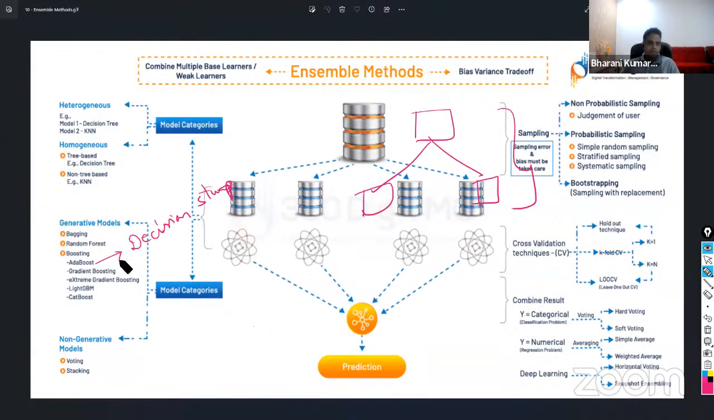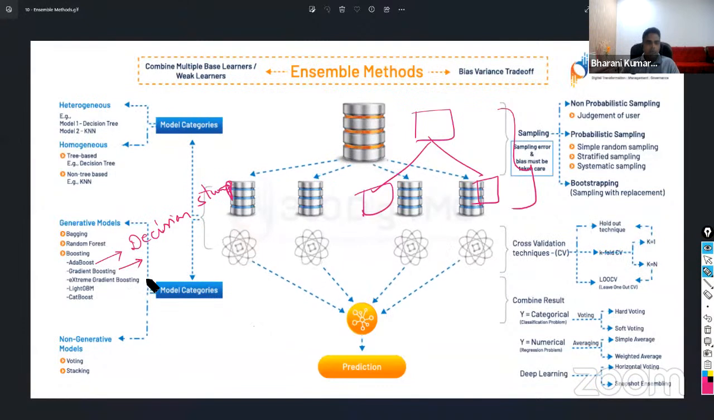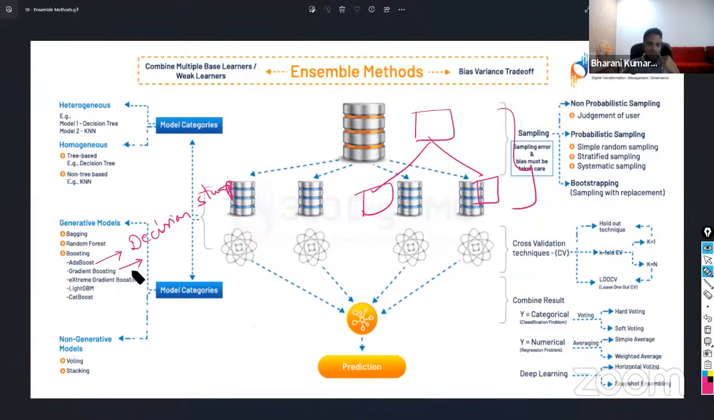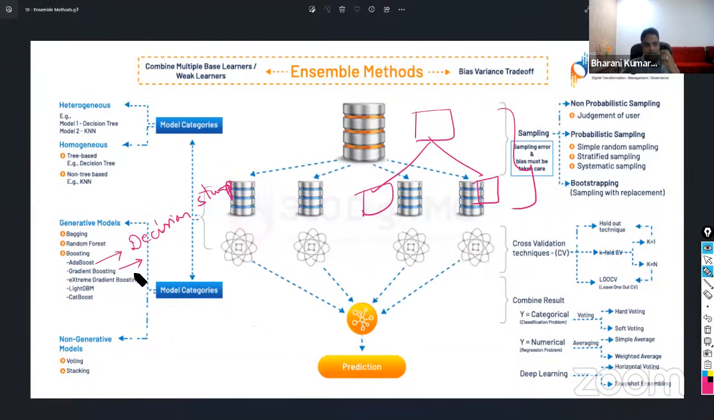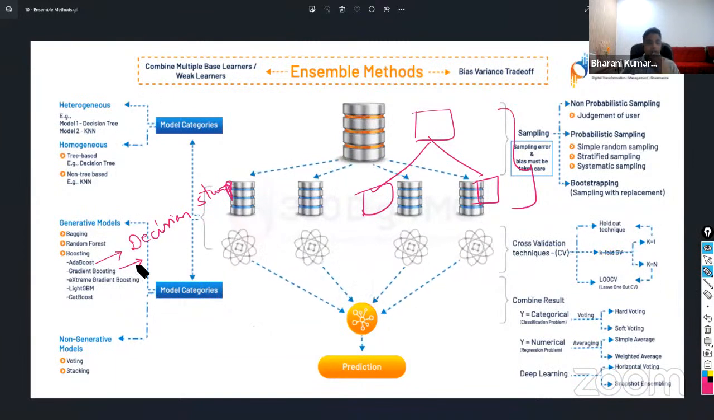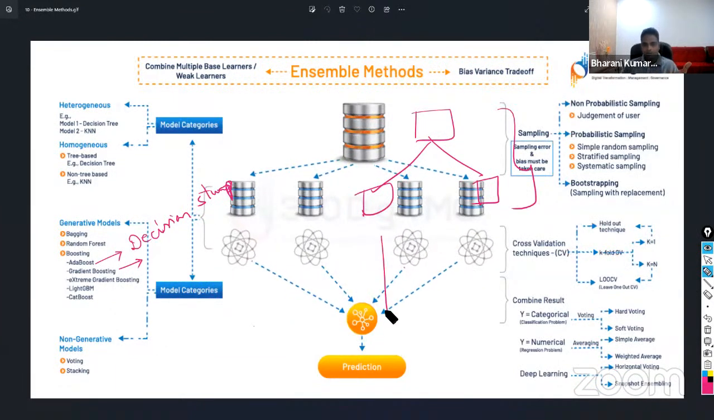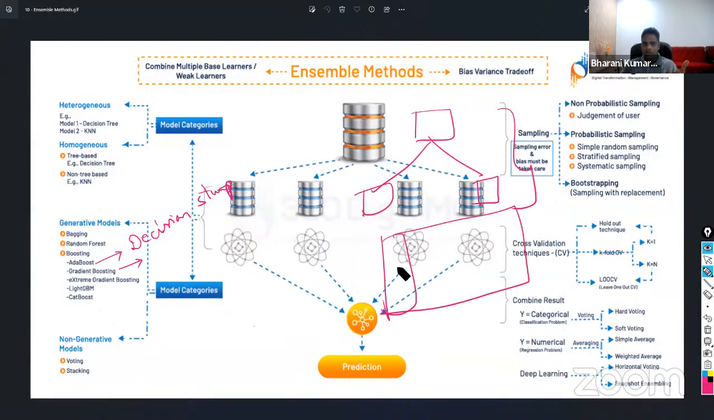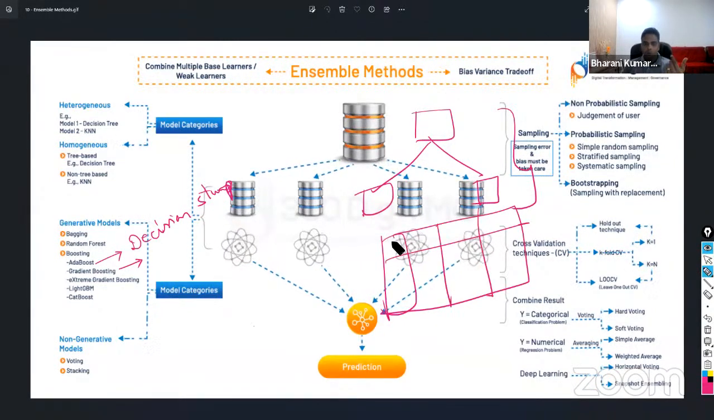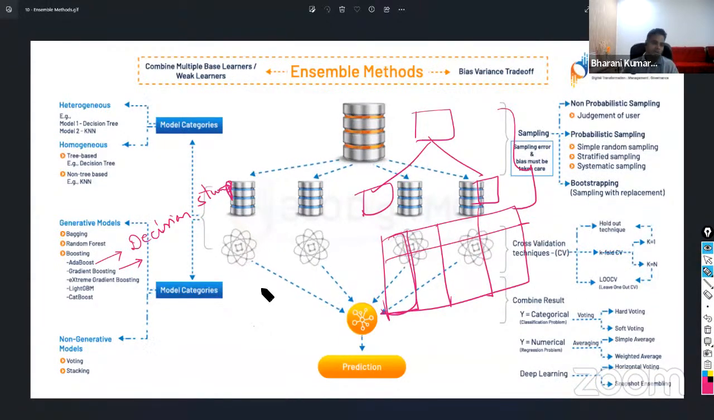And gradient boosting was an enhancement over ADA boost, wherein gradient boosting looks at the errors and it will consider the errors or residual values as the output variable. And then it will start building the model. That's how gradient boosting works.